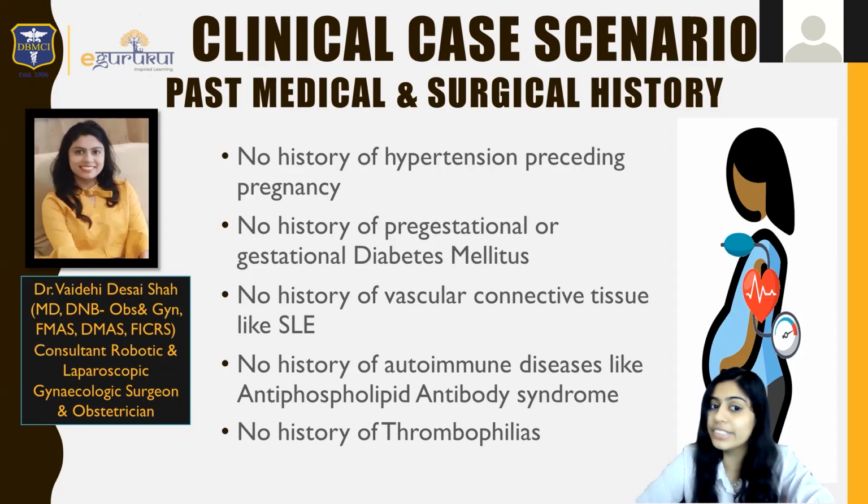There was no history of pre-gestational or gestational diabetes mellitus. Remember that diabetes mellitus, whether gestational or pre-gestational, is considered a risk factor for developing hypertension. There was no history of vascular connective tissue disorder like SLE, systemic lupus erythematosus, no history of autoimmune diseases like antiphospholipid antibody syndrome, no history of thrombophilias. Remember that all of them are considered risk factors for preeclampsia, but our patient had no such risk factors, right?